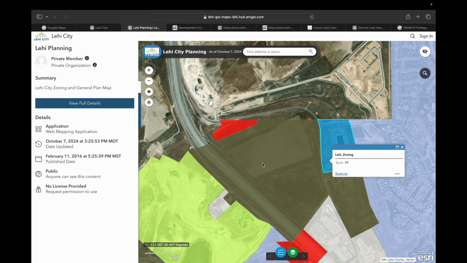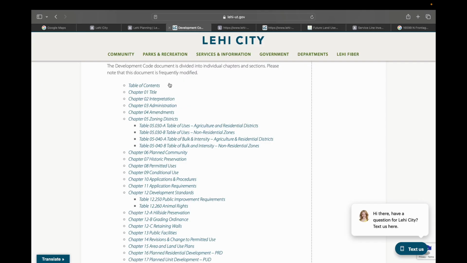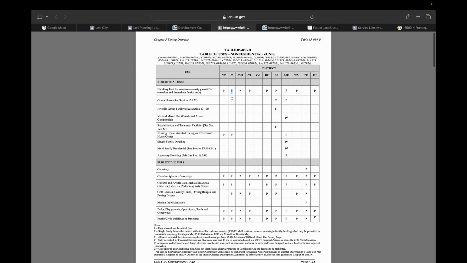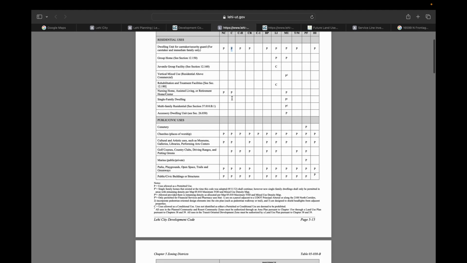So if we look over here, we try to dig a little bit more into this city zoning code, finding some more information here. This is the table of uses. This tells you what you can or cannot build on the land, right? So we were seeing that there was a commercial there, so that would be C. And then we can go through and see what is permitted. That is what the P stands for. And then what is not permitted is blank.